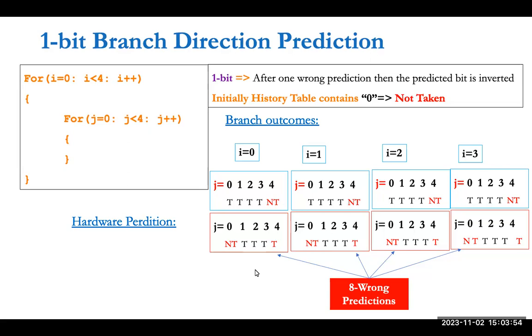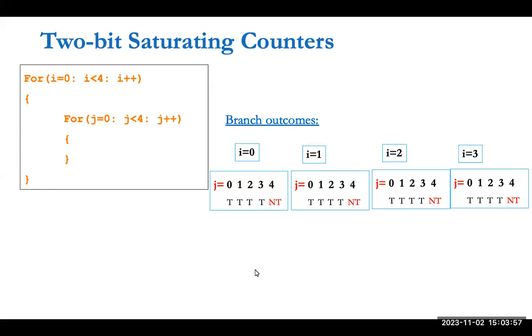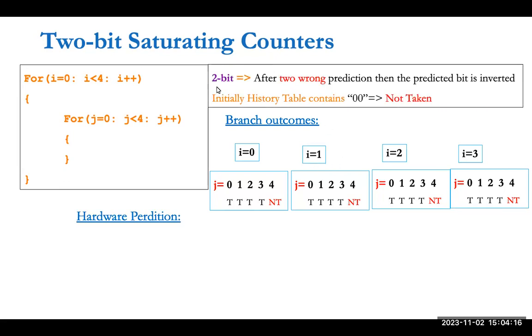Okay, so let us see that 2-bit saturating counter. For the same code, you can see the branch outcomes which we have just observed. Based on that, this 2-bit saturating counter works like this: in the hardware prediction, it takes 2 bits instead of 1 bit. It starts with the initial history table containing 0, 0. This algorithm starts with 2 wrong predictions. After 2 wrong predictions compared to your actual outcomes, it inverts its prediction from not taken to taken.